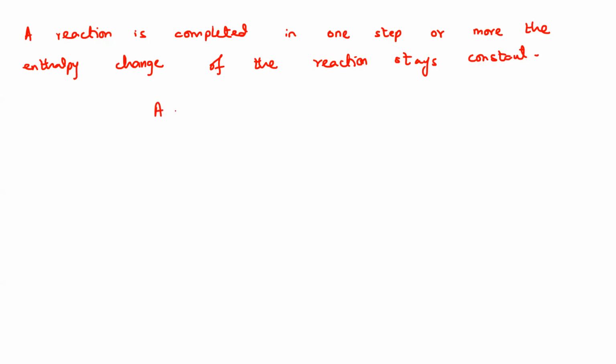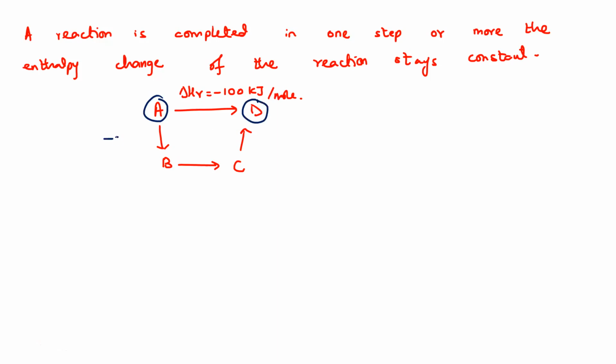So let's say there is something A, any reactant, and it forms D, and the total enthalpy change of this reaction is, let's say, negative 100 kilojoules per mole. Now, according to the law, if A forms first B, then B forms C, and then C finally forms D, the total enthalpy change of these three steps would be equal to the single step, because A is ultimately converted into D. Let's say this would be minus 20, this minus 50, this minus 30. You add this up and you get the same answer. You understand the law then?